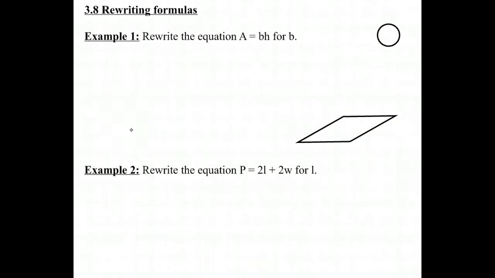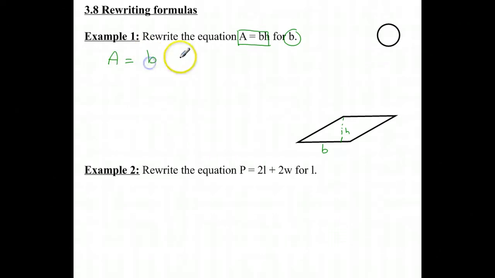Okay, we're looking at Chapter 3, Section 8 on rewriting formulas and equations. The first example we're looking at is for the area of a parallelogram or a rhombus. So I have a picture here. Just a quick reminder, the height of a rhombus is really the drop height, and the base of a rhombus goes along the bottom. This example asks us to rewrite this formula for B. So B is what they want us to get by itself.